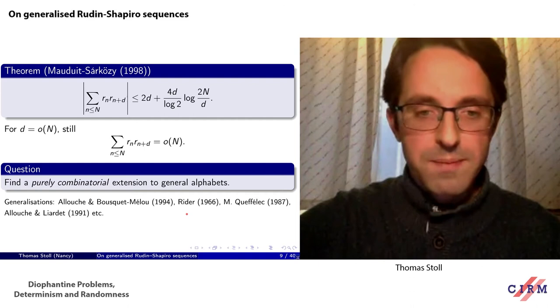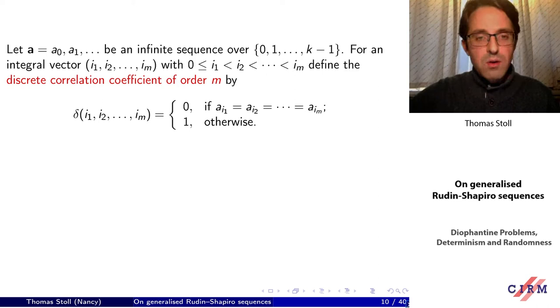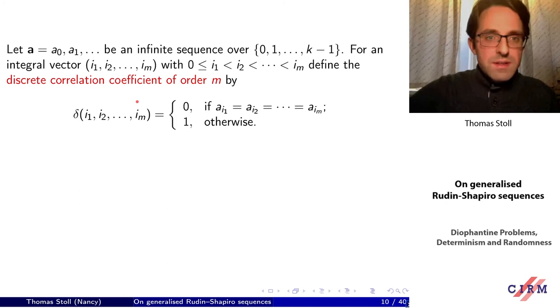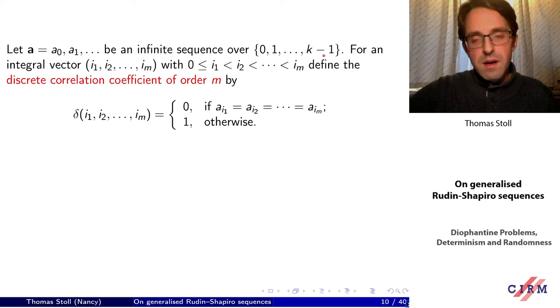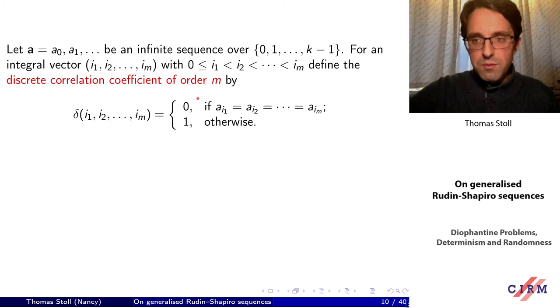So what we wanted to do is to find some results about how often we can avoid equal terms. This is a very general definition. We say that we have an infinite sequence over a k-term alphabet, and we fix an integer vector with m components, and we run with this fixed integer vector through the digits of the sequence. We give it a value zero if we see the same symbol at each entry, and we say one otherwise. This is some kind of saying that the elements of the sequence are highly non-correlated if at least one of these elements is different from the others.